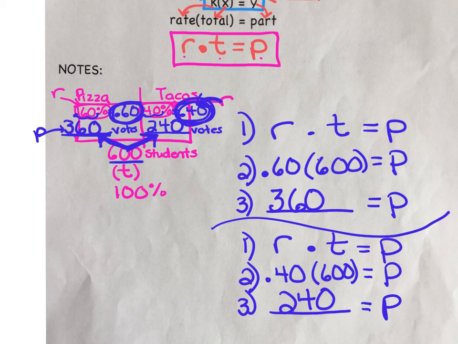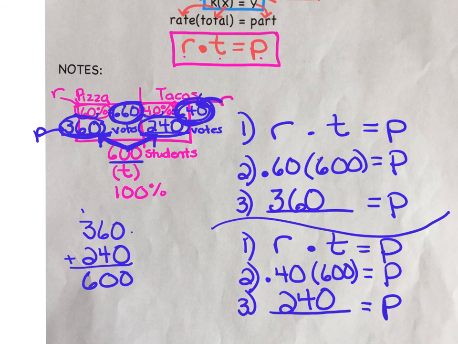As a double check, add 360 to 240, and you should get a total of 600. Let's check our work. Indeed, the two parts add up to the total. This concludes the introduction.